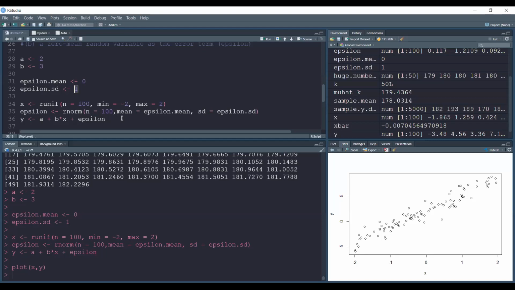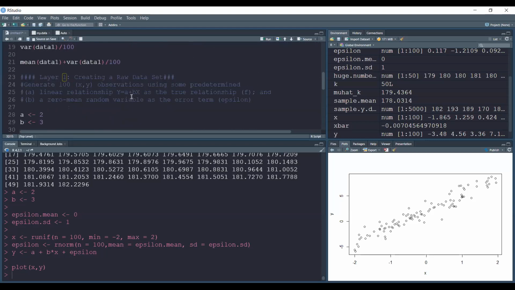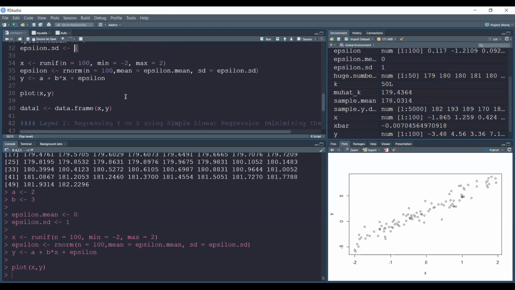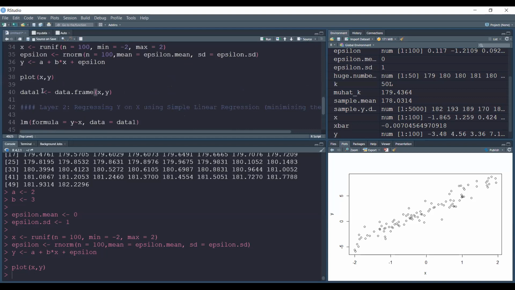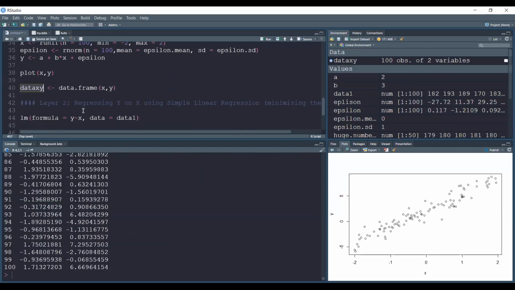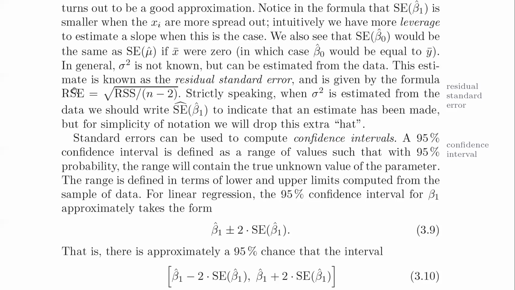And we could try doing that right now. Where's our data? Let's call it data xy. So this is our data. How do you calculate the residual standard error? First of all, you need RSS.